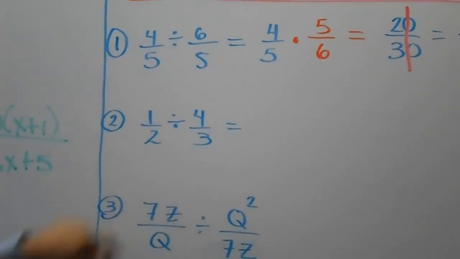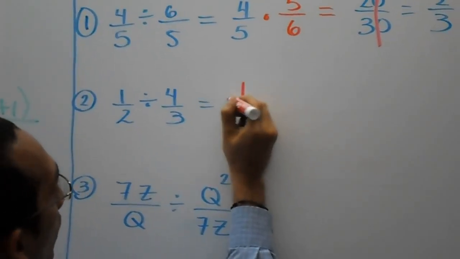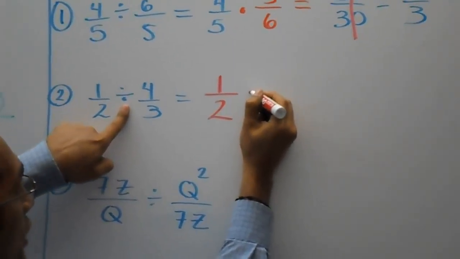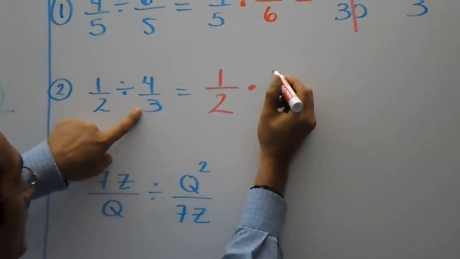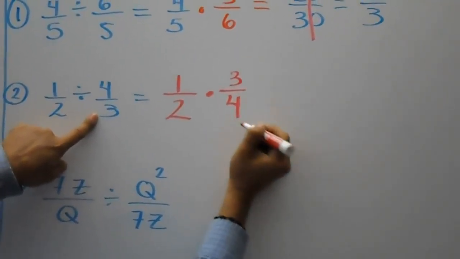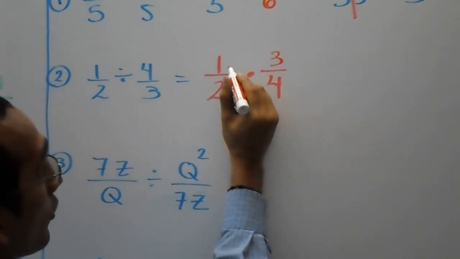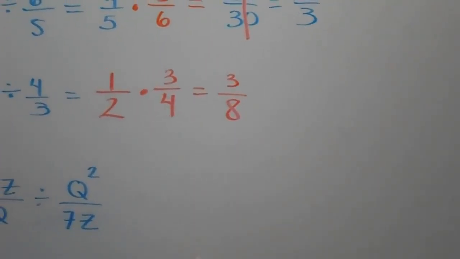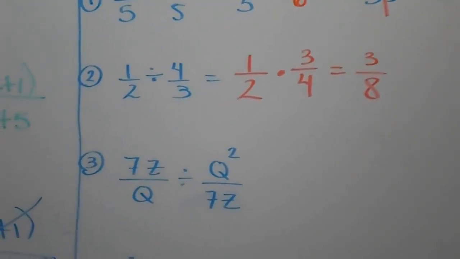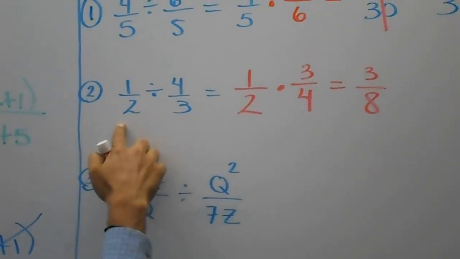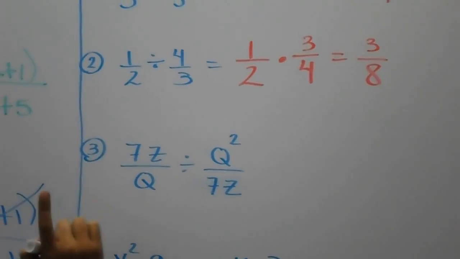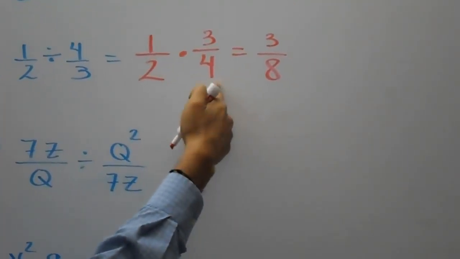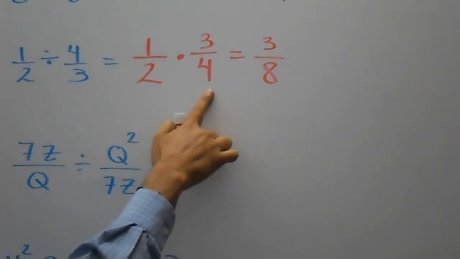Now, let's look at this example. When we have 1 over 2, it's going to remain the same. This division changes to multiplication, and the second term flips to 3 over 4. Now, 1 times 3 is 3, and 2 times 4 is 8. What a lot of students do when they don't know this method is they just simplify the 4 and the 2, that's wrong. You always have to do the following. Change division to multiplication and flip the second term only. Only the second term you flip.